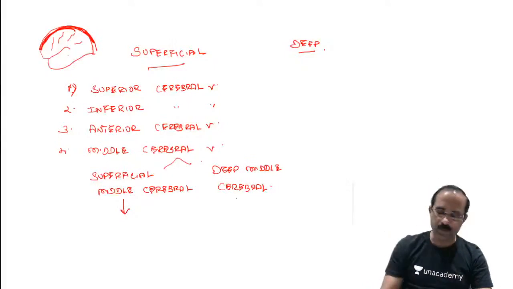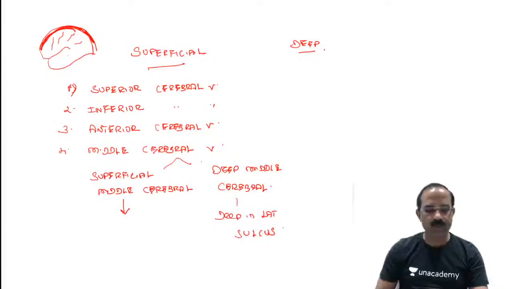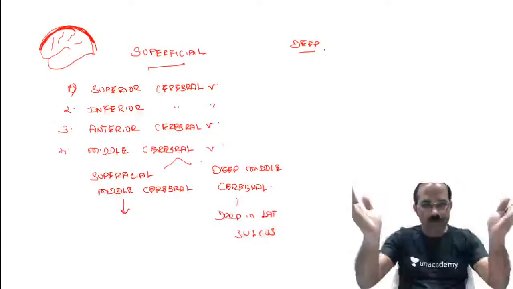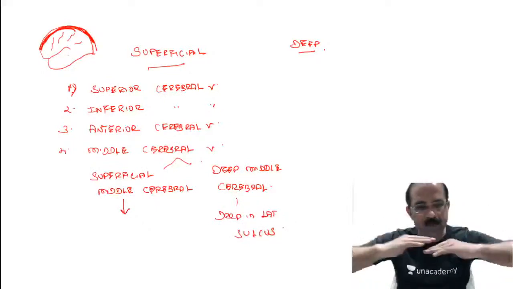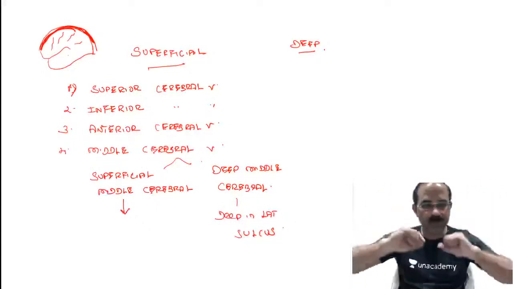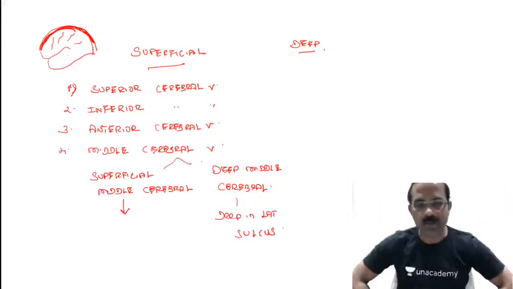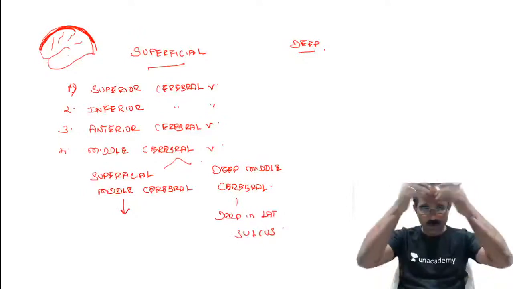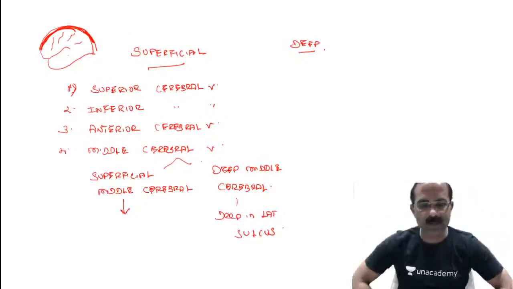And the deep middle cerebral vein lies deep in the lateral sulcus. Okay, so these are the superficial veins of the brain. Clear, students? Look here once again. One is the superior cerebral, second is the inferior cerebral, lies at the inferior surface. Third is the anterior cerebral vein, lies on the medial surface, and the middle cerebral vein. So the superior cerebral veins drain the lateral surface of the brain and open into the superior sagittal sinus.